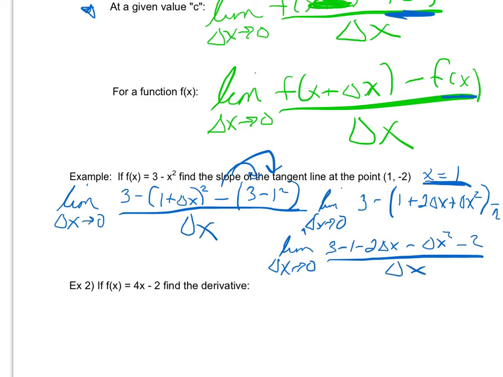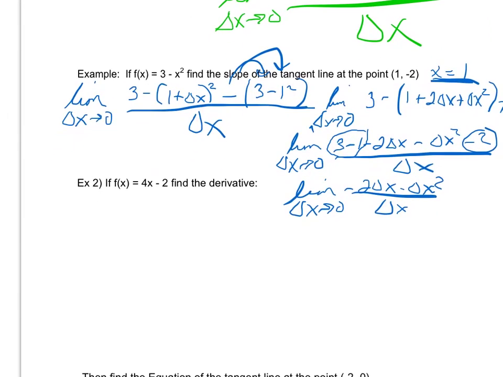So from here, I combine like terms. Well, I know 3 minus 1 is going to be 2. Minus 2 goes away. So I have the limit as change of x approaches 0 of negative 2 change of x minus change of x squared all over change of x. So I reduce my change of x, and I get the limit as change of x approaches 0, canceling a change of x from everything, negative 2 minus change of x. So now I can finally use direct substitution. I plug 0 in for change of x, and I get negative 2. So the function 3 minus x squared when x equals 1 has a slope of negative 2.